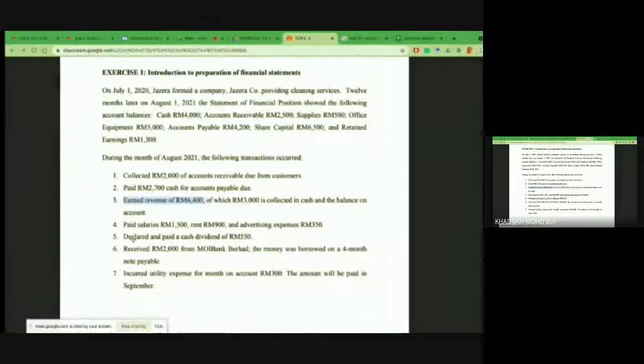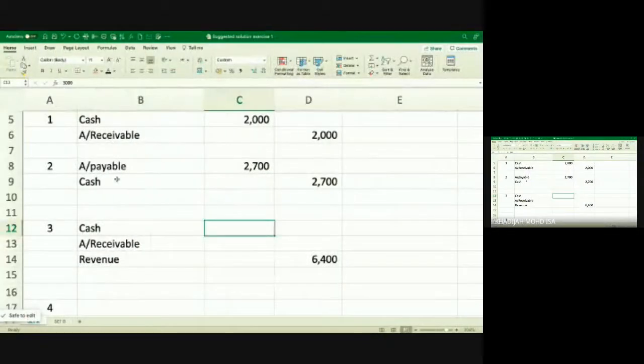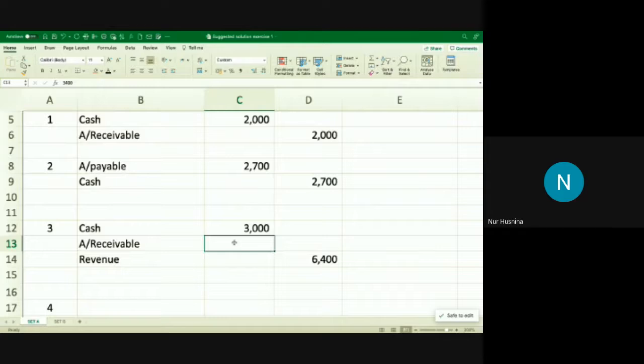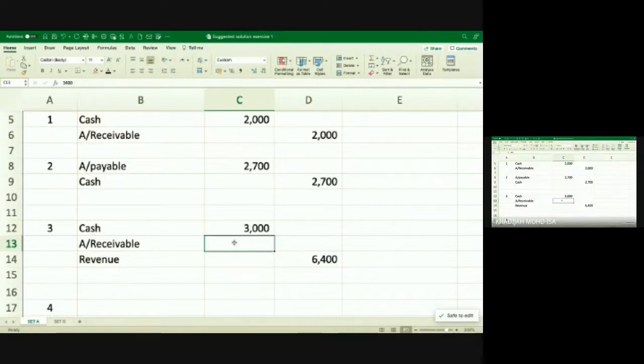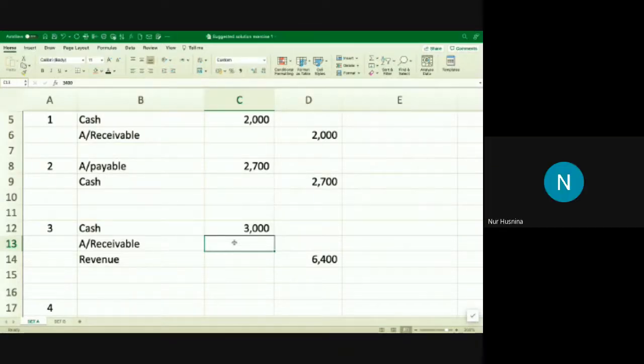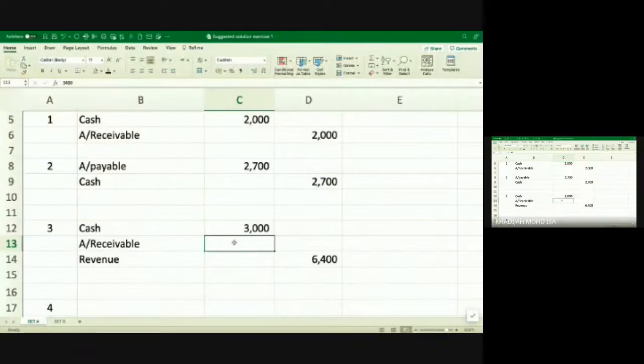How much is your cash received? 3,000. So if you receive 3,000, how much is the accounts receivable? 3,400. How do you decide 3,400? 6,400 minus 3,000. Yeah, so it's the balancing figure. Hold on, yeah. No, plus.